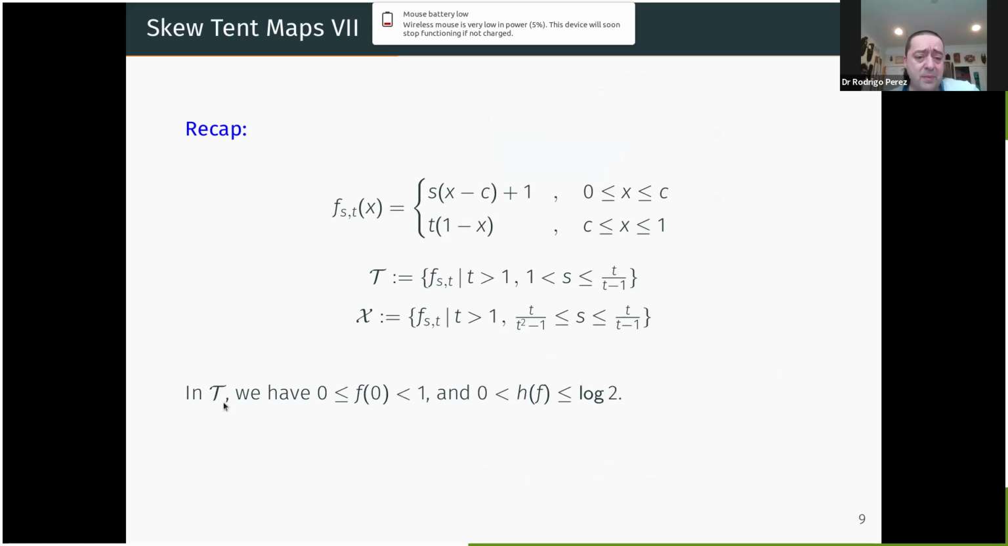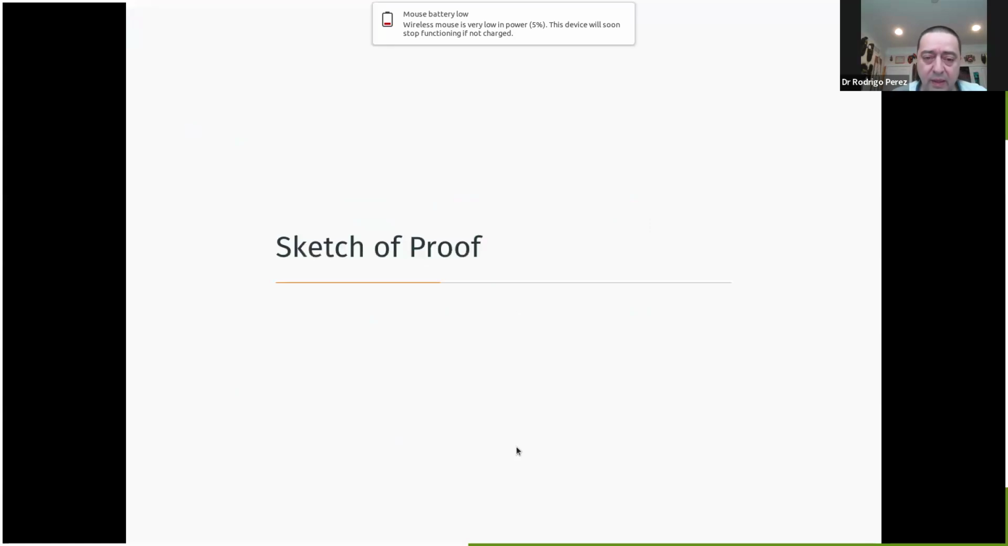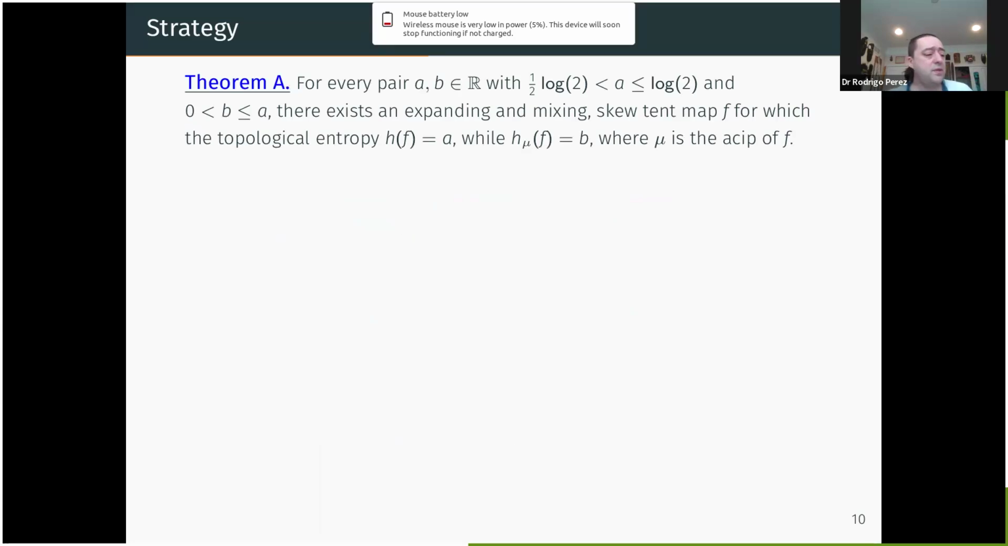In the space of expanding maps, we have that the entropy is always less than logarithm 2, it's just a tent map. And in this mixing space, we have the entropy is bounded from below by logarithm of 2 over 2. Okay, so we're going to sketch a proof of theorem A.